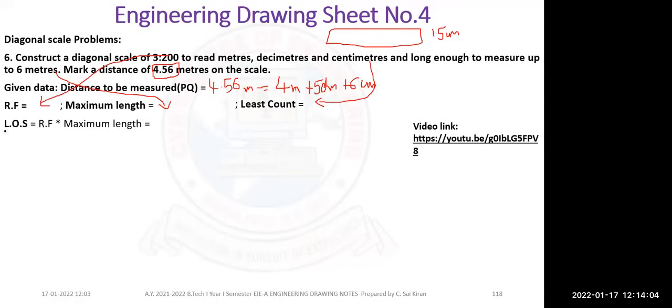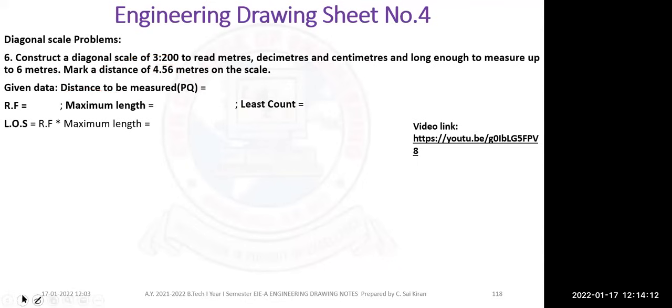Next, you have to calculate the LOS. Can anyone tell me the LOS value? The LOS formula is RF into maximum length. Here the maximum length is in meters, so you have to convert meters into centimeters. 1 meter equals how many centimeters? What is meant by the term centi? If you go for a US dollar, they say cents. It means 1 cent, 100 cents.